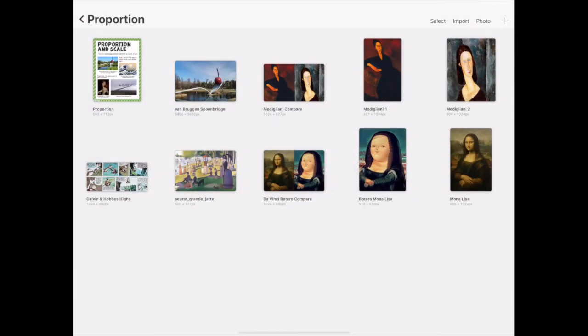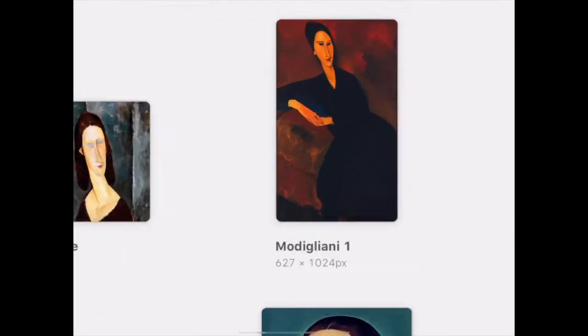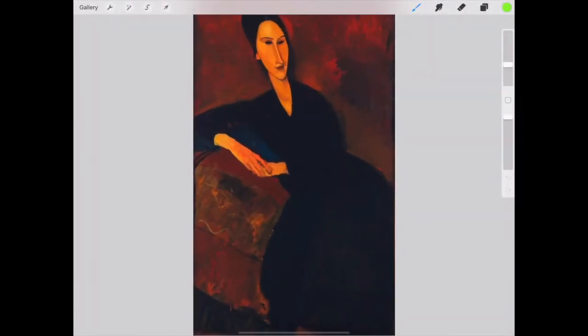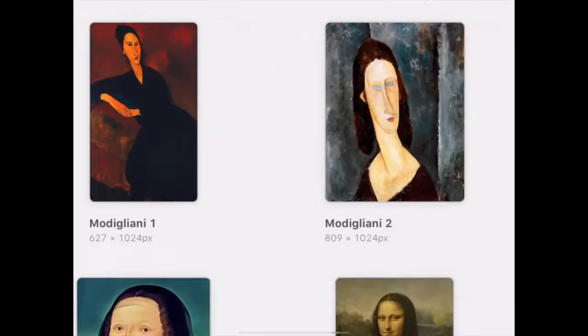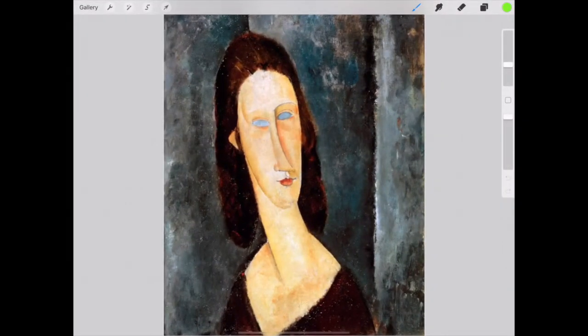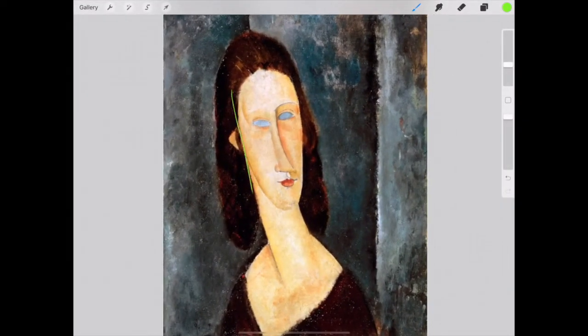Let's take a look at another artist named Modigliani. Modigliani painted a lot of women. He painted them very, very long. Let's take a look at another Modigliani. We can see again that her face is very long. Her nose is also very long, but her lips and eyes are not long at all.